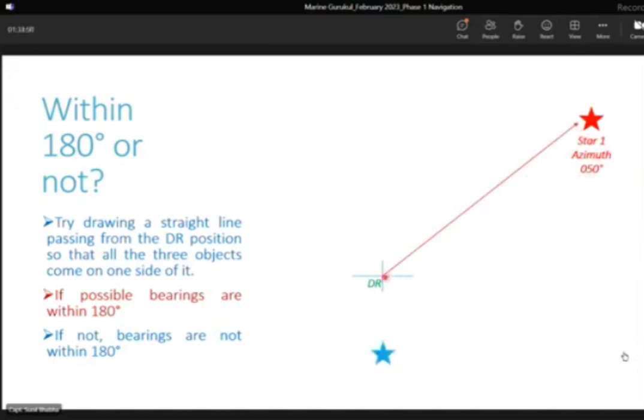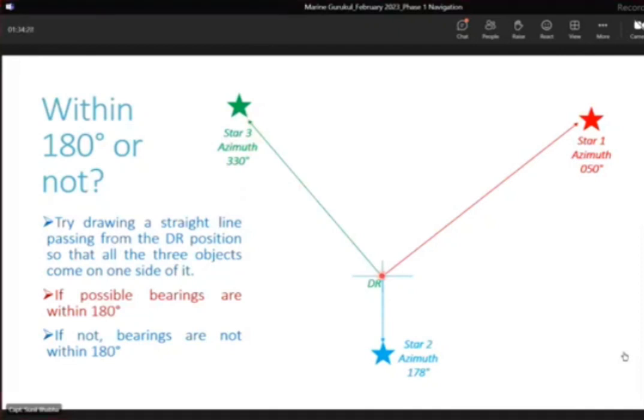The second star which we use in this example is the blue colored star, star number 2, on an azimuth of 178 degrees. Let's mark the azimuth of the star. And the third star which we use for this particular example is the green colored star, marked as star number 3, on an azimuth of 330 degrees. You can see the azimuth of all the three stars coming up in the diagram.